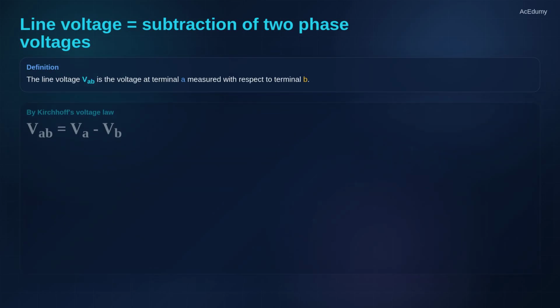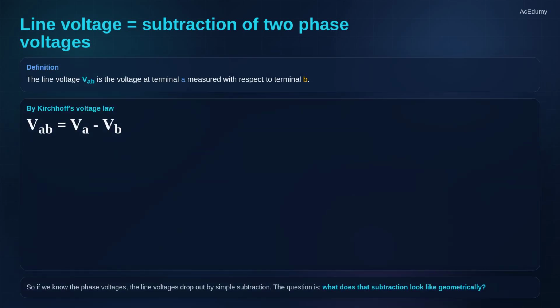The line voltage VAB is the voltage at terminal A measured with respect to terminal B. By Kirchhoff's voltage law, VAB equals the phase voltage VA minus the phase voltage VB. So if we know the phase voltages, the line voltages drop out by simple subtraction. The question is, what does that subtraction look like geometrically?